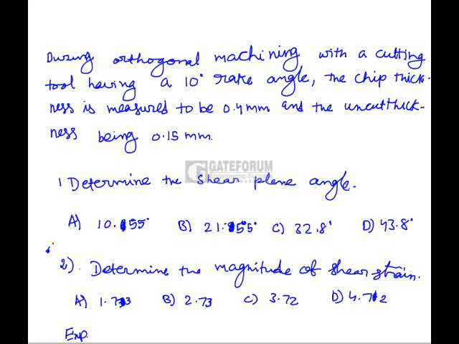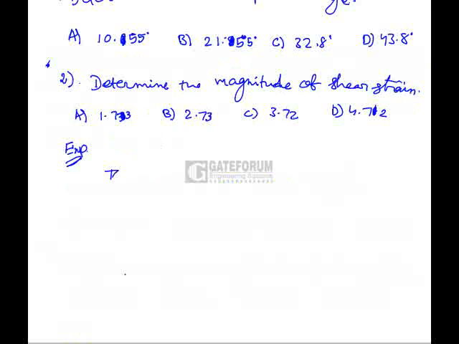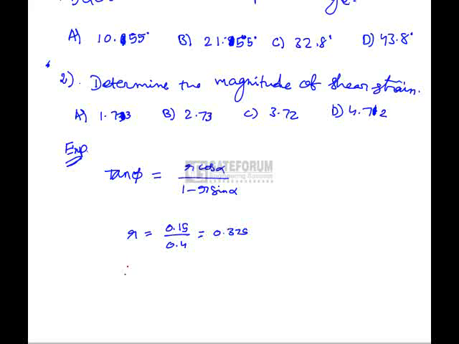So coming to the explanation, first we have to find out the shear plane angle. You know that the shear plane angle is phi, where tan phi is equal to r cos alpha by 1 minus r sin alpha, where r is the cutting ratio or chip thickness ratio and alpha is the rake angle. And r is given by 0.15 by 0.4, where 0.15 is the uncut chip thickness and 0.4 is the chip thickness, and it gives a value of 0.375.